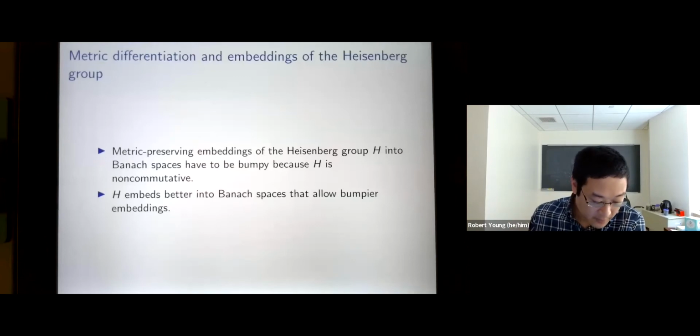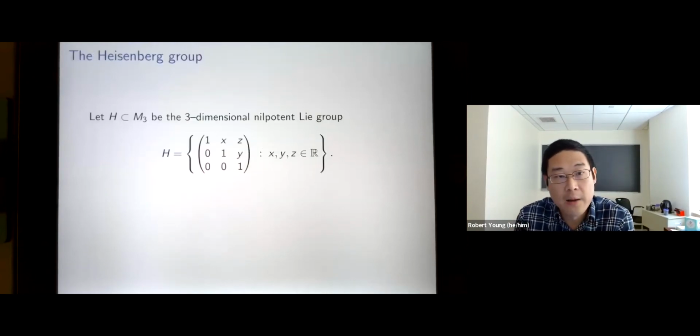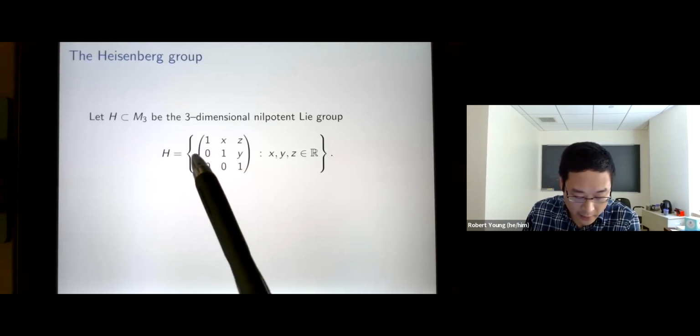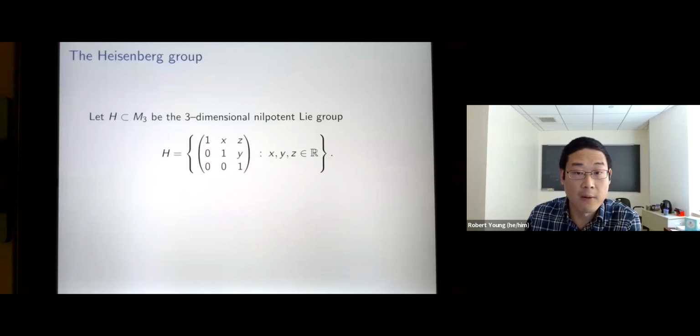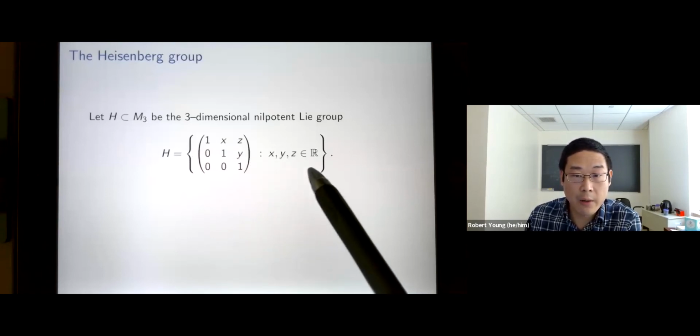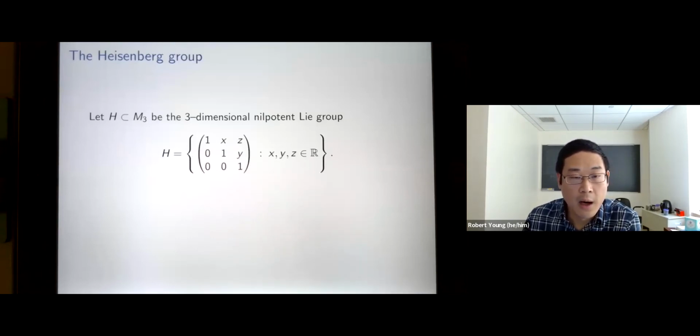Probably should start by defining the Heisenberg group. The Heisenberg group is a three-dimensional nilpotent Lie group. You can write it as the group of 3 by 3 upper triangular matrices with ones along the diagonal, and x, y, and z above the diagonal, like so, where x, y, and z are real numbers. That gives you a Lie group.